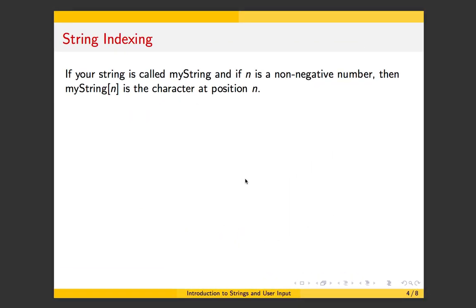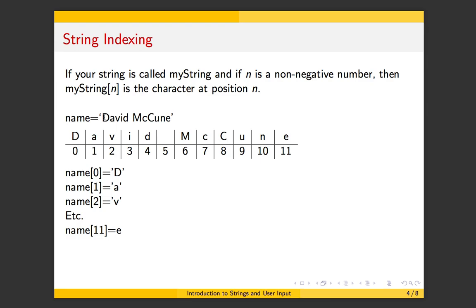Now I'm going to show you several things you can do with strings. One of the most important things you can do is access individual symbols or characters inside of a string. Like that name equals David McCune. Python is thinking of David McCune as this sequence of symbols: a capital D followed by an A, V, I, D. Space is its own character, its own symbol, an empty space character. Capital M, and so on.